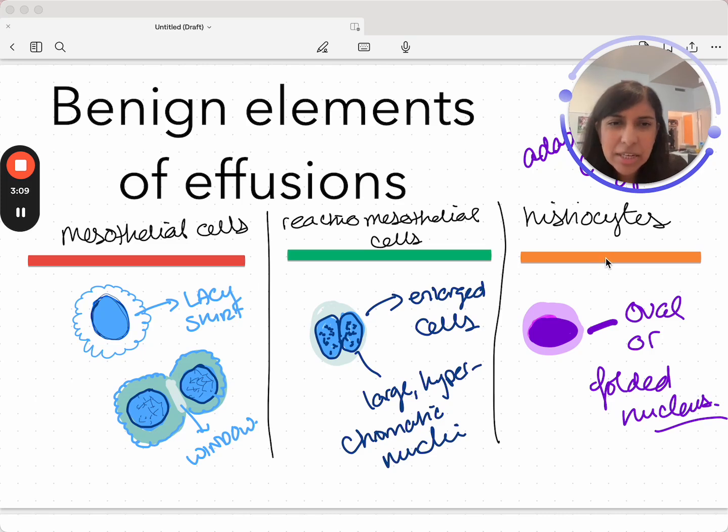And then lastly, we have histiocytes. Histiocytes can be seen in anything really, but the most particular finding in terms of fluids is that I associate them with pericardial fluids. If there's something going on in the pericardial fluid, you'll see these histiocytes there, and that's what's in the textbook as well. Histiocytes have oval or folded nuclei, which is their characteristic feature. That helps you determine what the histiocyte is and what it looks like.